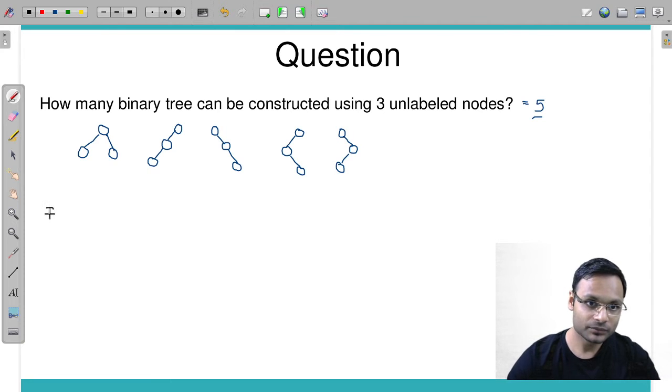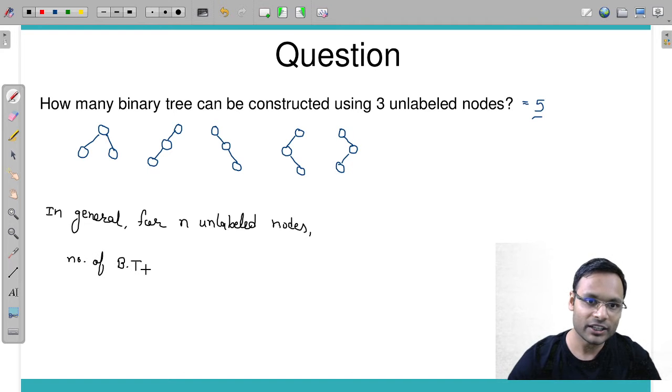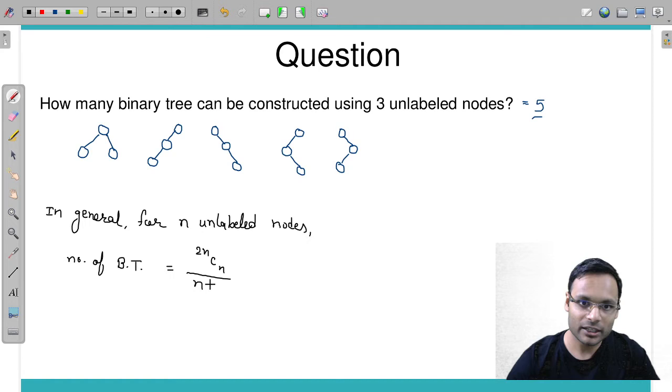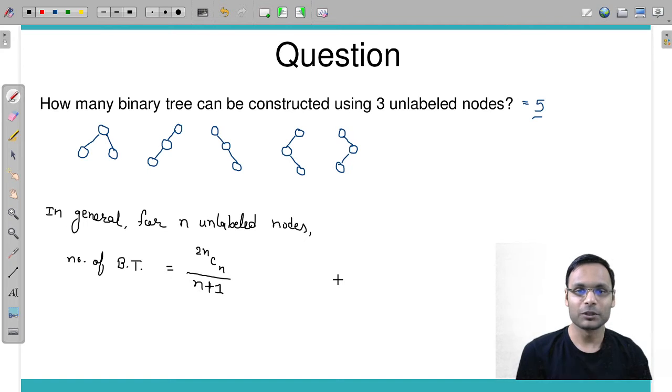So in general, if asked that for n unlabeled nodes, how many binary trees are possible? The number of binary trees possible is equal to the Catalan number formula, which is 2nCn divided by n plus 1. This is a very specific formula which directly relates to our computer science view of the problems.